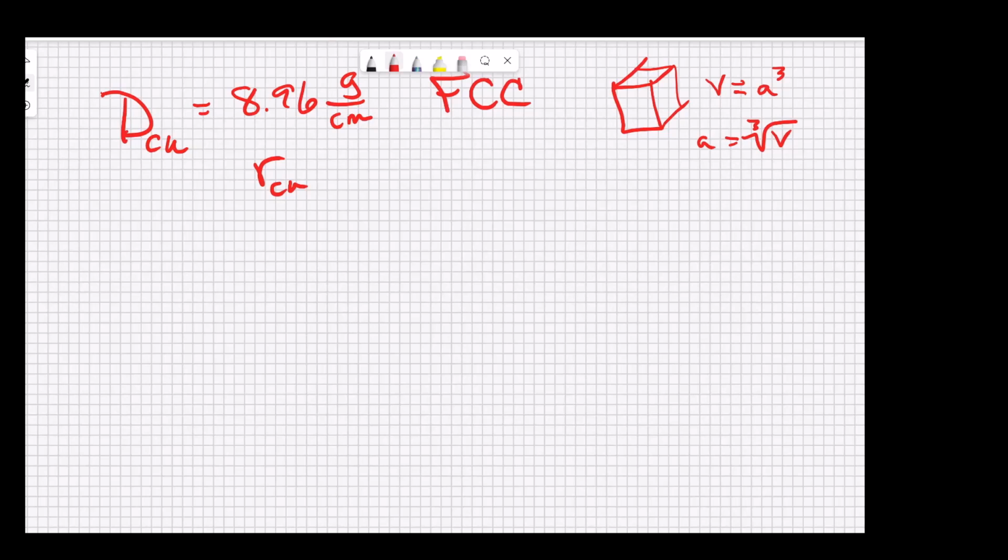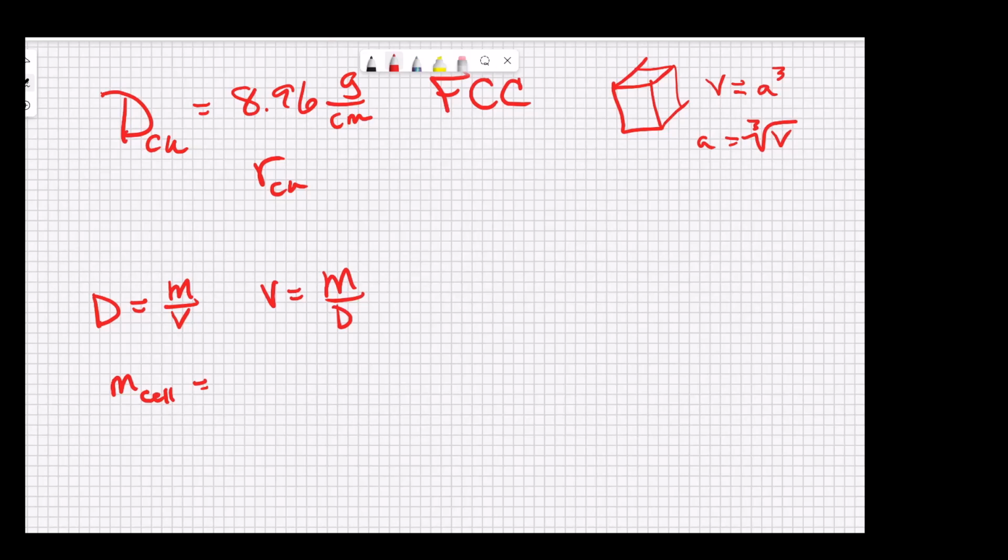So let's do that. We know the density of the bulk component is 8.96 grams per cubic centimeter. So how can I figure out the volume of the cube? Well, density is mass over volume. Do you agree with that? So how do we get volume? That's right. Volume is going to be equal to mass divided by density. So the next step is going to be to calculate the mass of the cell.